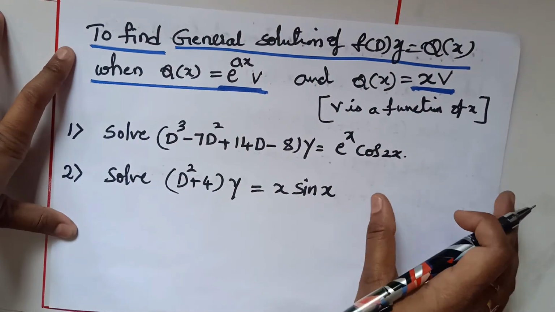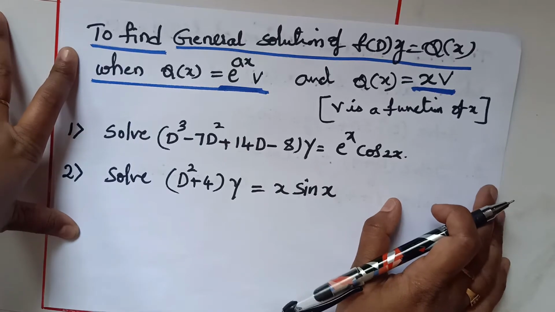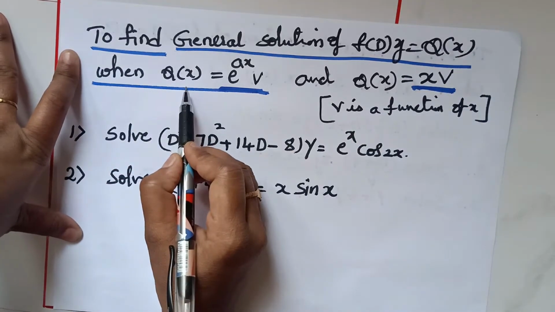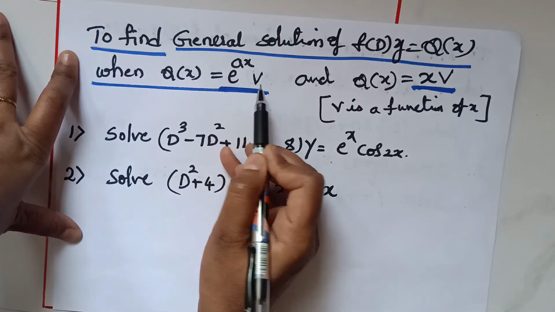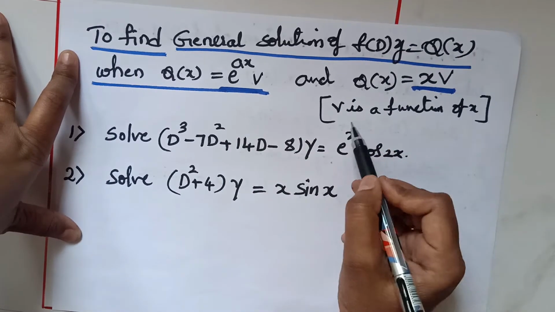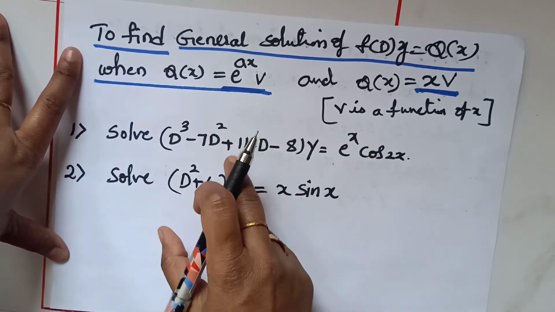Hello everyone. In this session we'll discuss how to find the general solution of f of D into y is equal to Q of x, when Q of x is equal to e power ax into v, and Q of x is equal to x into v, where v is a function of x. Okay. In this session I am going to solve these two problems.